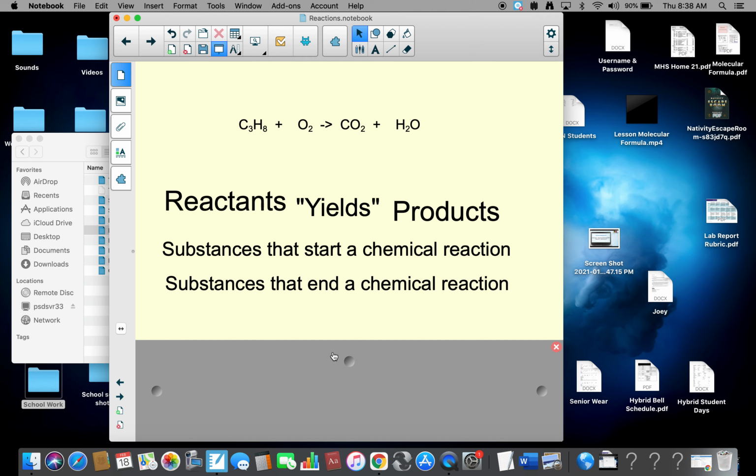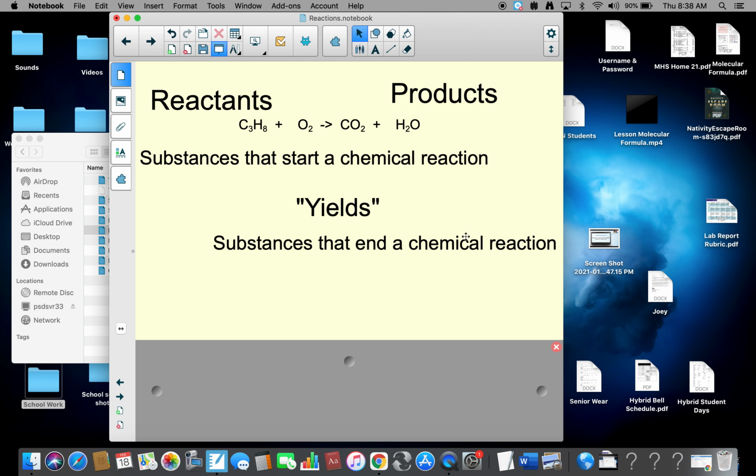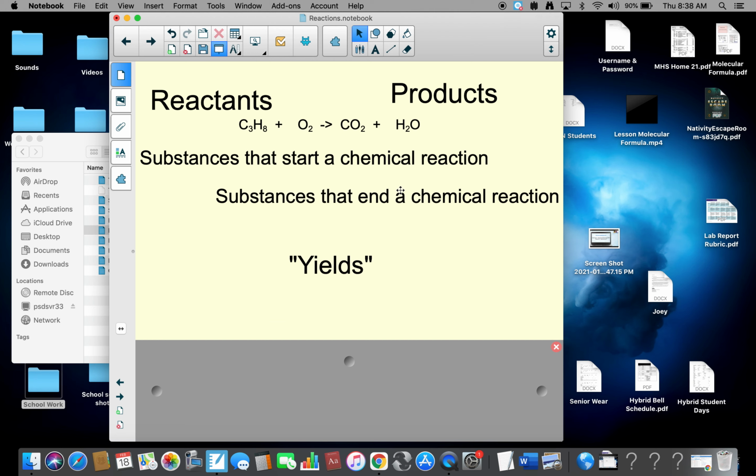We have to look at reactants and products. Reactants are always on the left side, and it's defined as a substance that you start a chemical reaction with. That is a reactant. The other side is called the products. The products are defined as the substance that you end the chemical reaction with. And that little arrow in the middle, whenever we see that, we say the word yield. So reactants yield products. Reactant: substance you start a chemical reaction with. Products: substance you end a chemical reaction with.